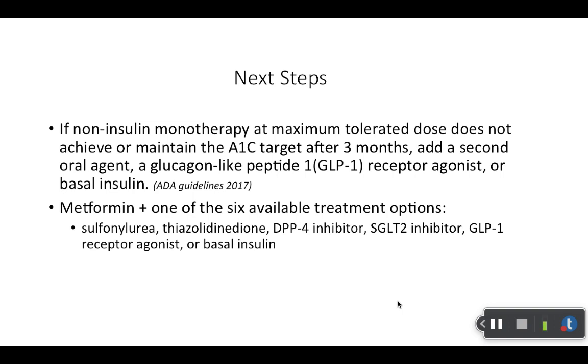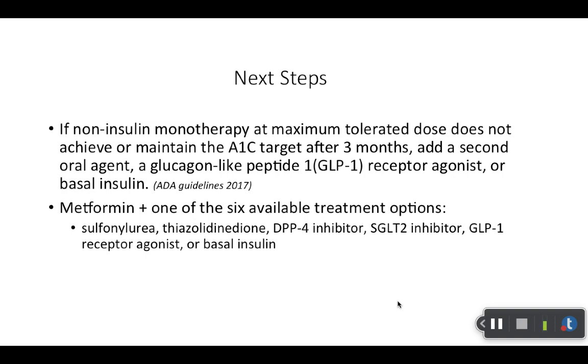Okay, so if non-insulin monotherapy at maximum tolerated dose, so that's usually 2,000 to 2,500 milligrams of metformin, by the way, FYI, does not achieve or maintain the target hemoglobin A1C after 3 months, then you add a second oral agent or insulin. And like I said too, if the patient is severe enough initially, you can add insulin. So this basically means metformin plus one of the 6 available treatment options. We have them listed there, including basal insulin.